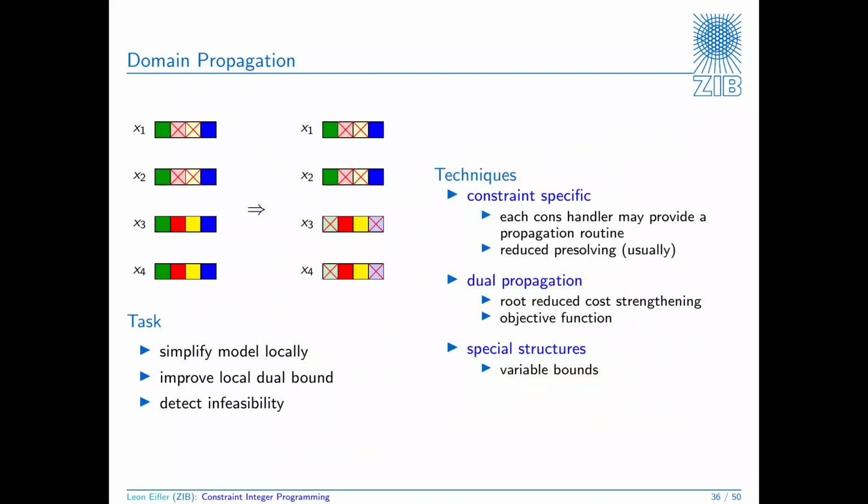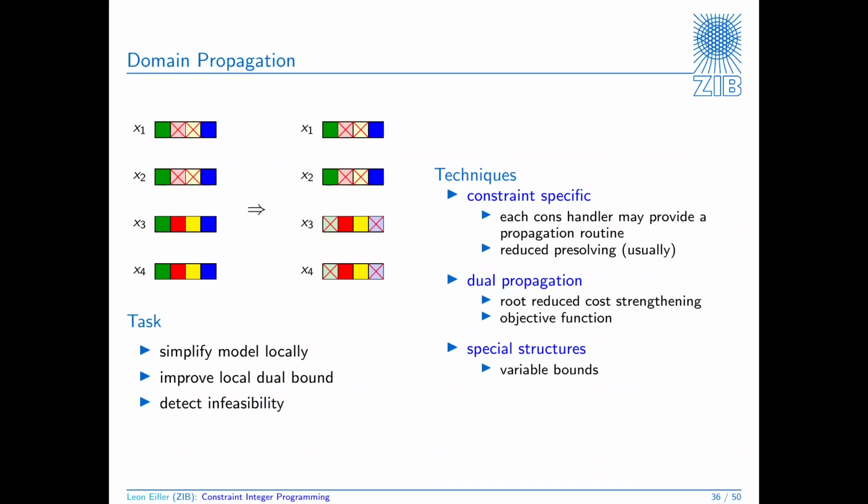What you see here is a so-called all different constraint. This is more of a constraint programming kind of thing, but it is very easy to understand. So we have 4 variables denoted by x1 through x4, and they are all required to take different values. And on the left we see the current state, and what these red crosses are supposed to visualize is that x1 and x2 cannot take the red or the yellow values. For example, this could be because of some branching decisions.